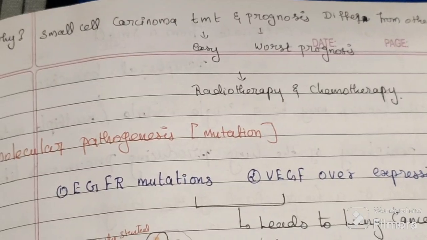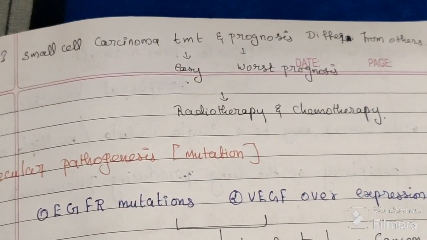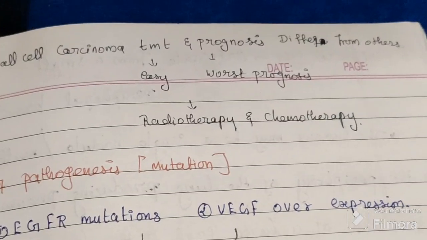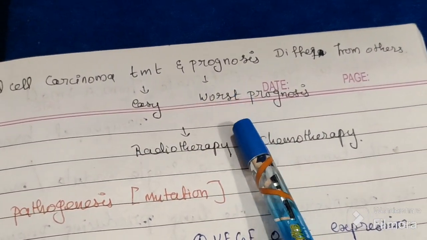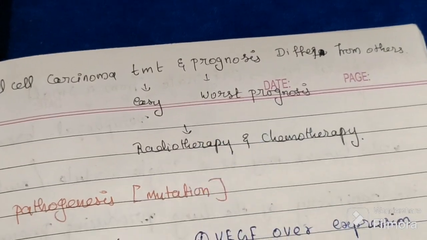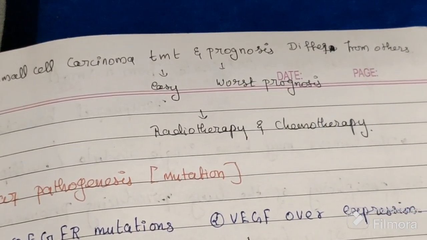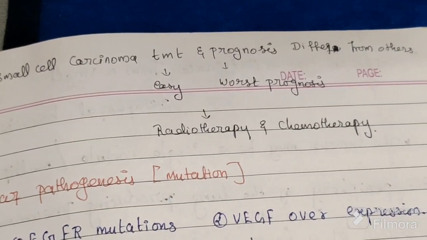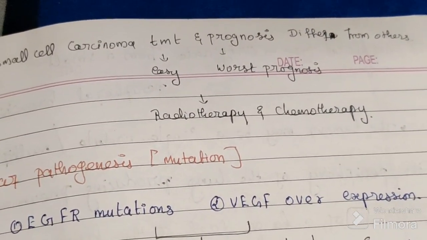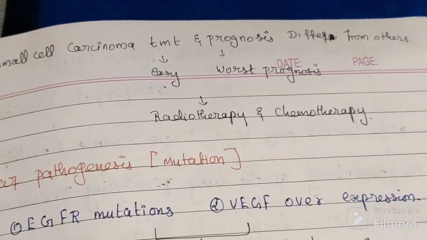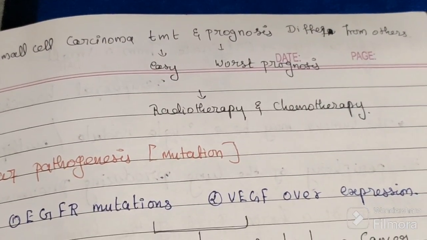Small cell carcinoma treatment is very easy, but prognosis is very poor. It has the worst prognosis of all 5. They are the most radiosensitive and chemosensitive, so they respond to radiotherapy and chemotherapy.